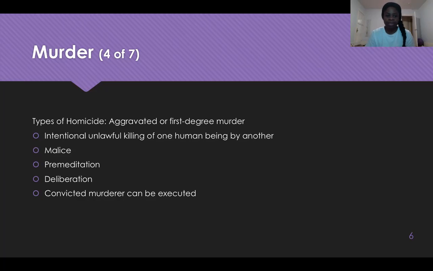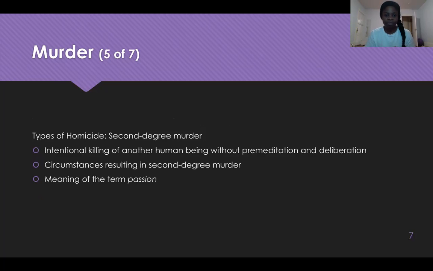Okay. So again, this is specifically in regards to aggravated or first degree murder. Again, it's defined as the intentional, unlawful killing of one human being by another with premeditation or deliberation. Okay, there has to be malice, premeditation, deliberation. And also first degree murder is the only kind of murder for which a convicted murderer can be executed in states with the death penalty. Okay. Second degree murder. Okay.